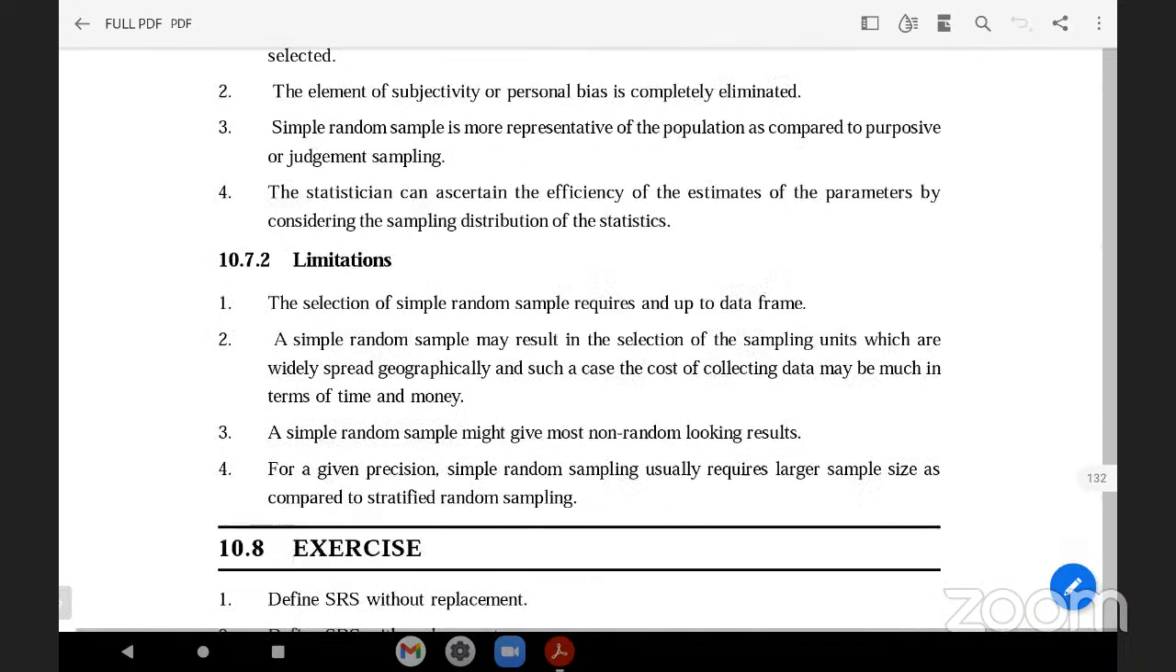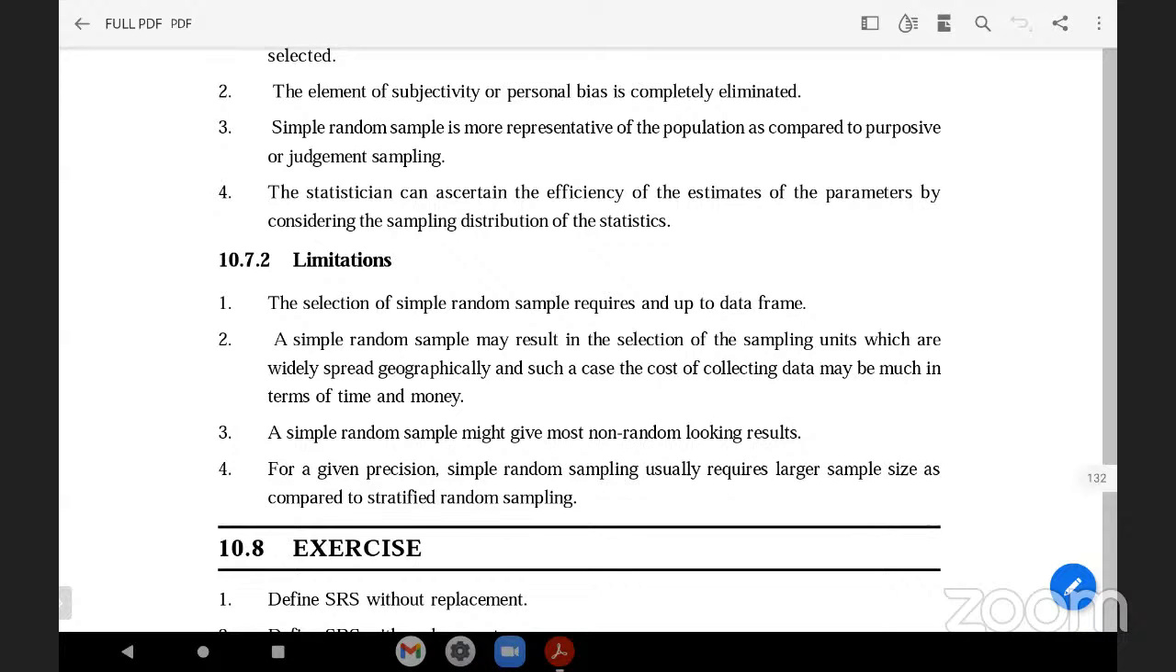Next, a statistician can assess the efficiency of the estimates of the parameters by considering the sampling distribution of the statistics. So considering the sampling distribution of the statistics is also most important for that.